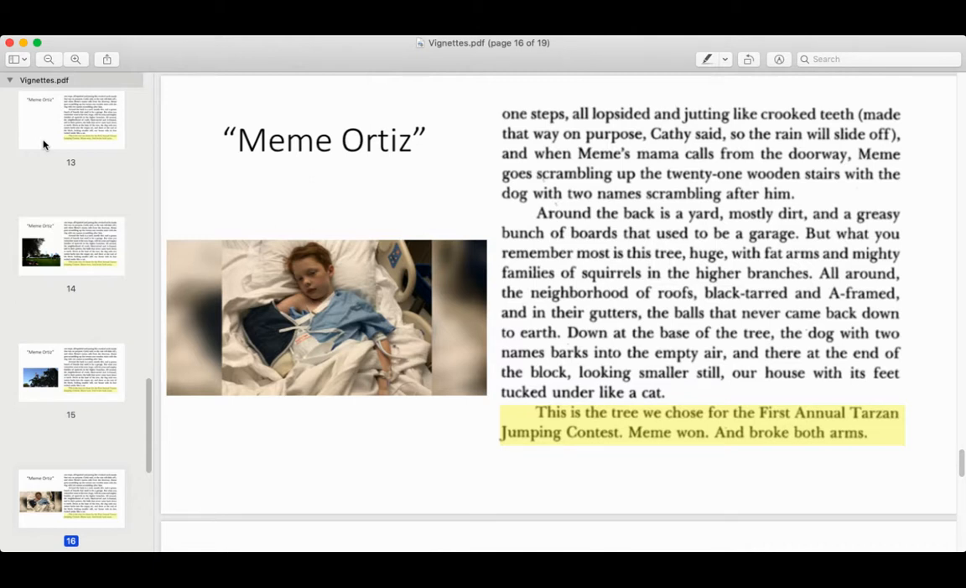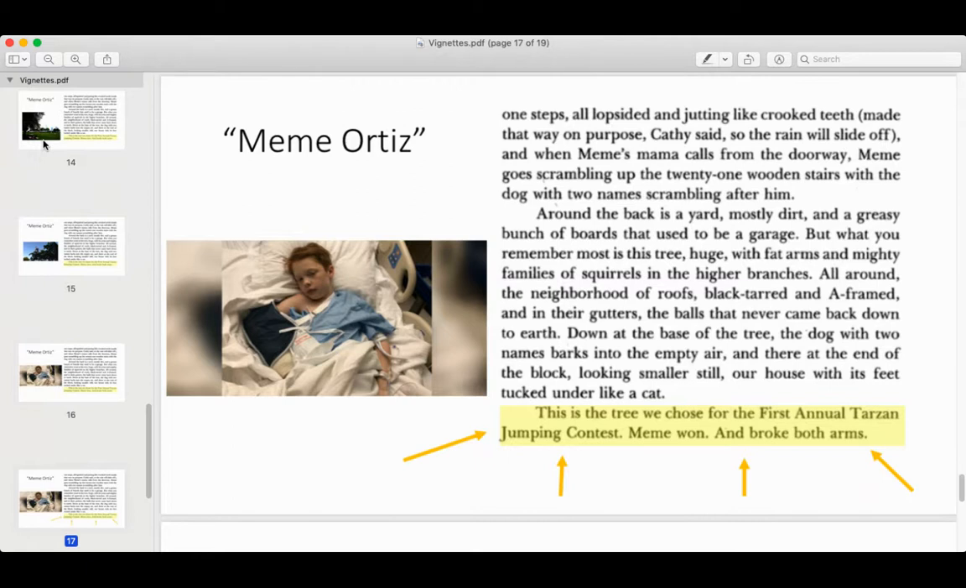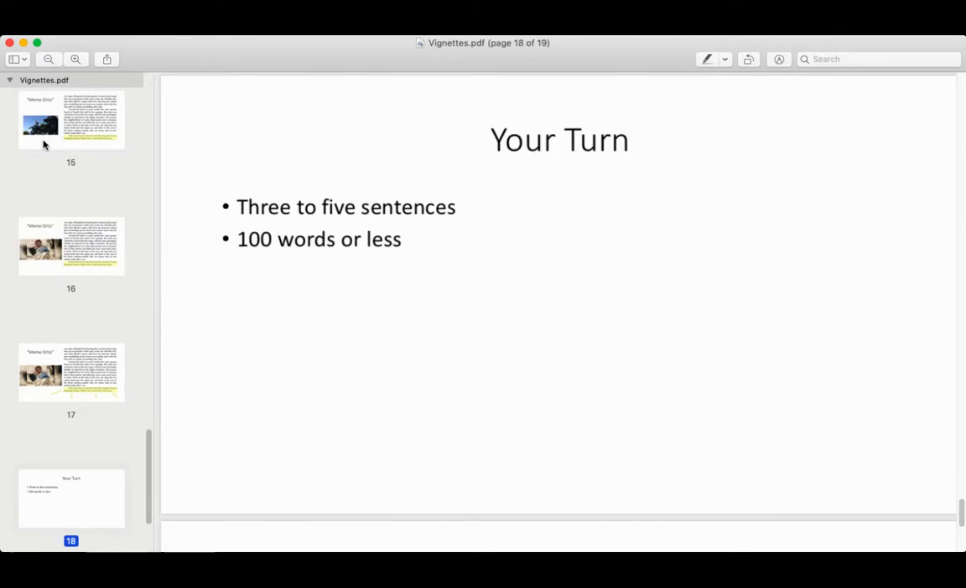So it's amazing to see how Cisneros packs so much detail into just a few short sentences. Now, it may look simple, but it takes a lot of thought and creativity to communicate a lot of information in a small amount of words. It's a great skill to possess as a writer. So that's what you're going to try to do.